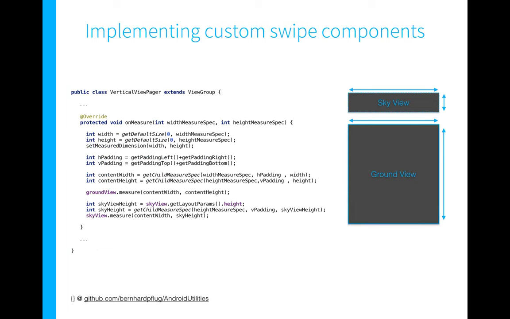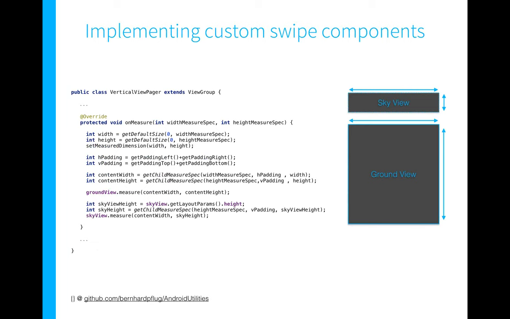And therefore, in the onMeasure method, you get two parameters, namely the width and the height as a measure spec. The measure spec actually contains two values, namely the actual size and also the mode of the size definition, which you might know from XML definition like match parent or wrap content. So the first thing we're going to do in here is to get out the actual width and height.